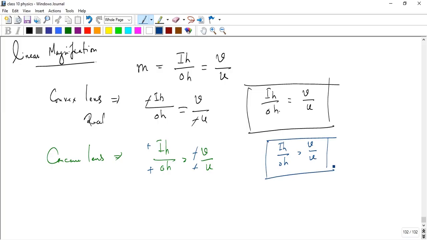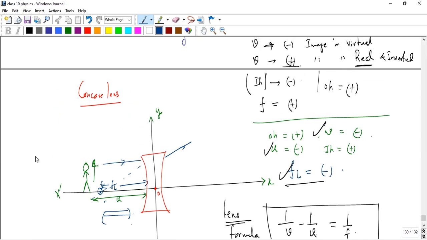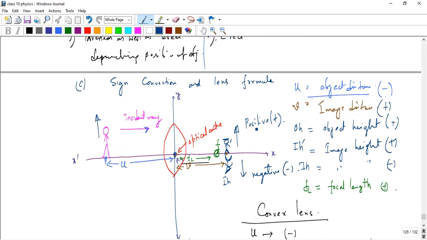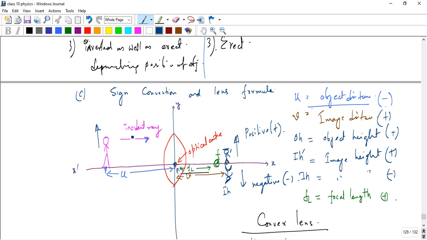Clear? That's the linear magnification for convex lens and linear magnification for concave lens. Okay, and what is the value of U? U is the object distance. What is the object distance? If you remember, the object distance is from the object to the optical center. And image distance is from the image to the optical center.